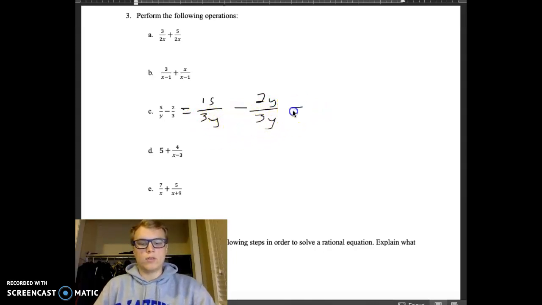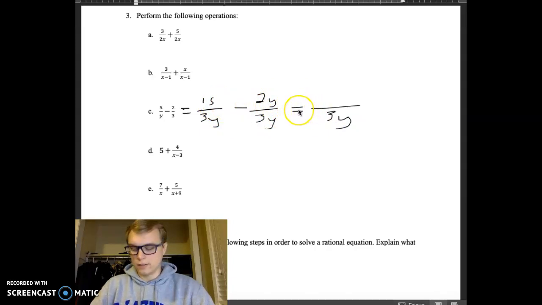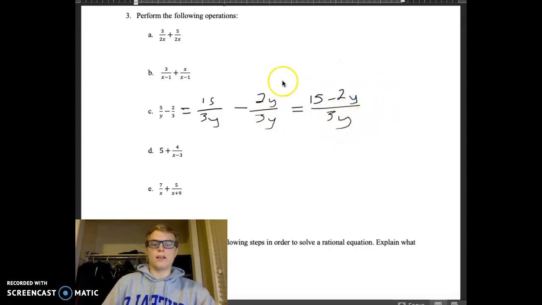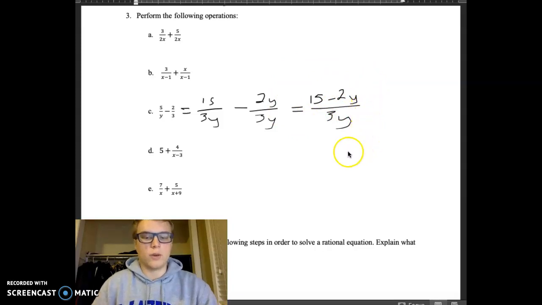So now we have common denominators. We leave that alone, so we can just write that over here. Now we have 15 and 2y. 15 and 2y are not like terms, so we can't really do anything with that. So we can just rewrite those together over 3y. And that is going to be our answer for this one.